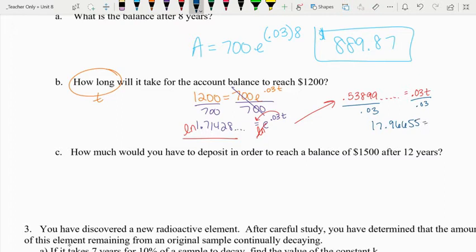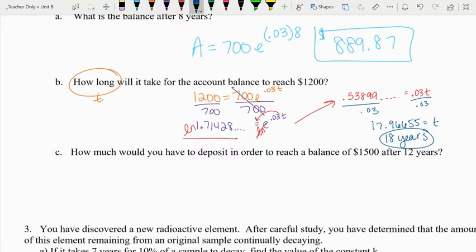Now again, we're talking years, and I'm okay with really anything. This one's so close to 18, so I would definitely round it to 18 years. But depending on the decimal, you can round down, you can round up, or you can just leave it as a decimal like 17.9 years. I'm fine with all of those.